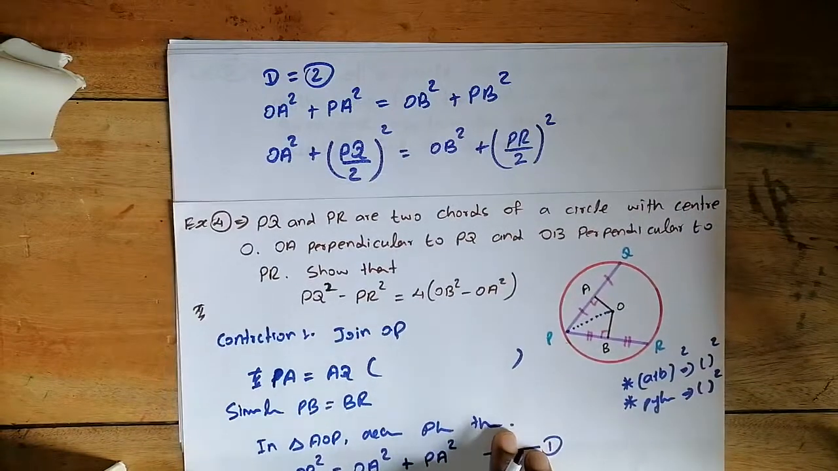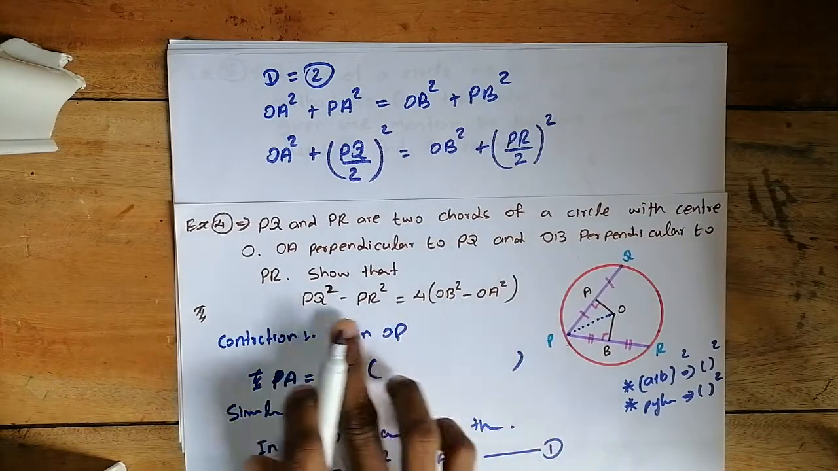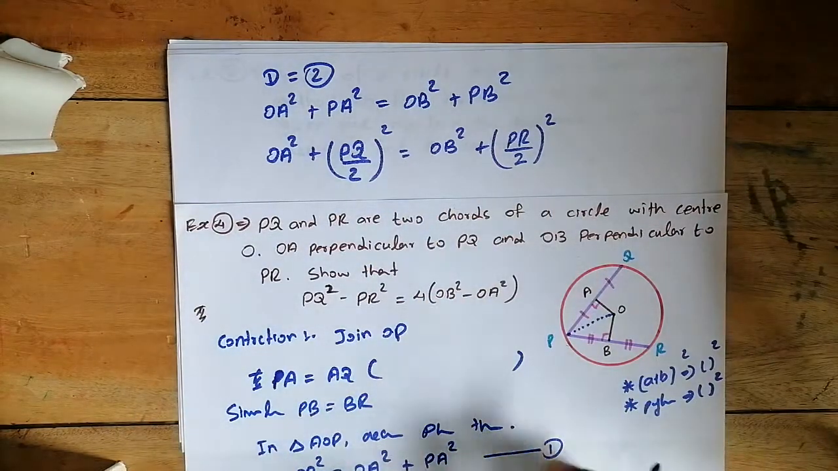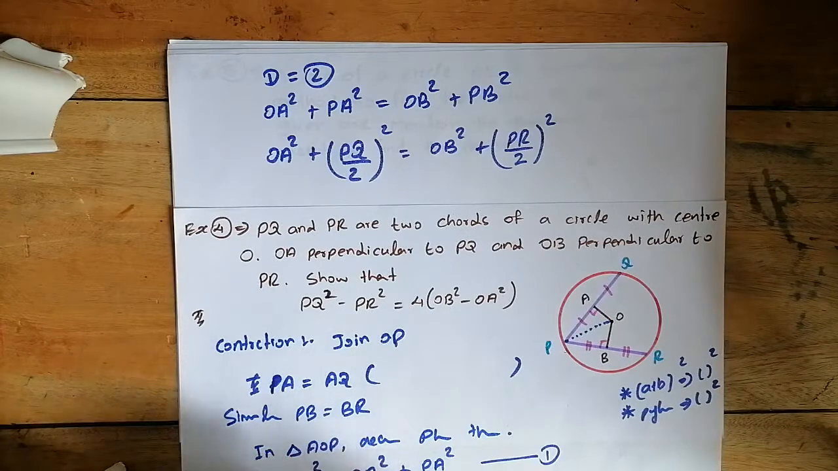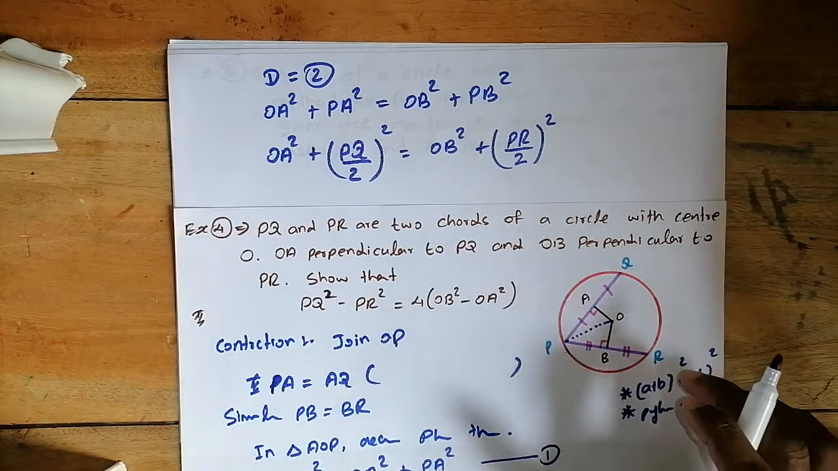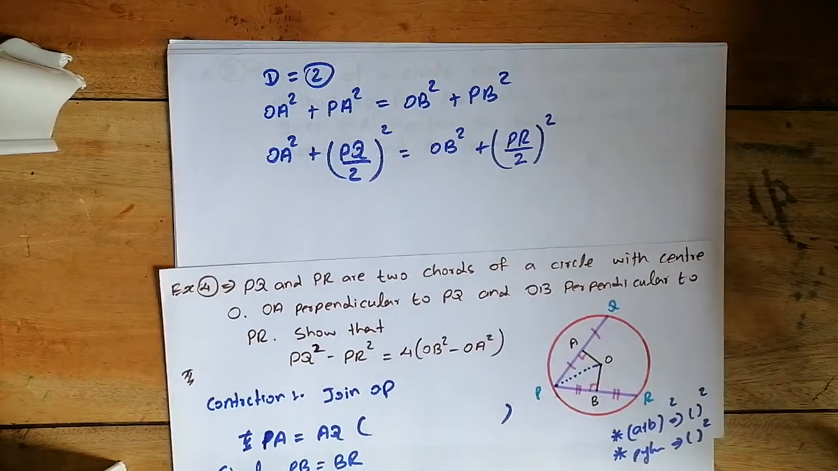Okay, so now let's check the answer. We have all the names here. So in this question, we just have to substitute the names with the lengths. Okay, that is the main part of the question.